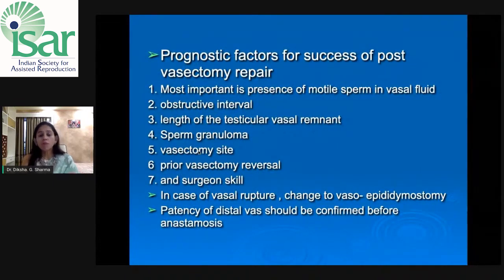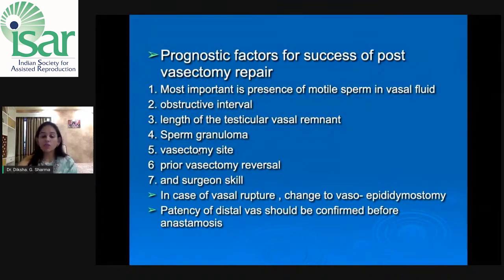So, what are the prognostic factors for success of post-vasectomy repair? Most important is that during the repair, when you cut the vas for a vasovasotomy, if there is presence of motile sperms in the vasal fluid, then it's a good prognosis that your repair will be successful. Other factors are a shorter interval since vasectomy, the length of the testicular vas, presence of any sperm granuloma, the site of vasectomy, and whether a prior reversal has been tried.